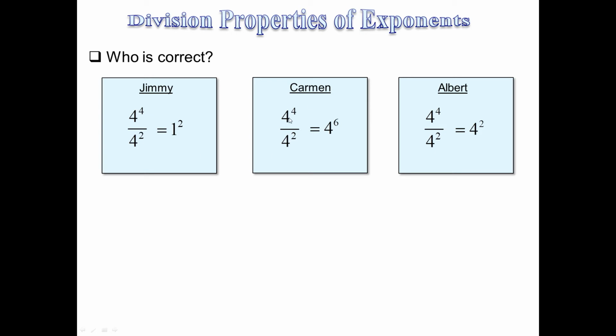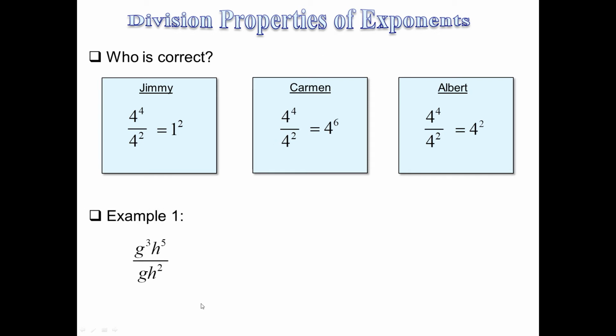Carmen here, well, she did keep the base. Boom, she got a 4. But wait a minute. 4 minus 2 is not 6. 4 plus 2 is... she used the product rule and added the exponents. No, no, no, no. Can't do that. We need to subtract the exponents. 4 minus 2 is 2. So Albert did it correctly.